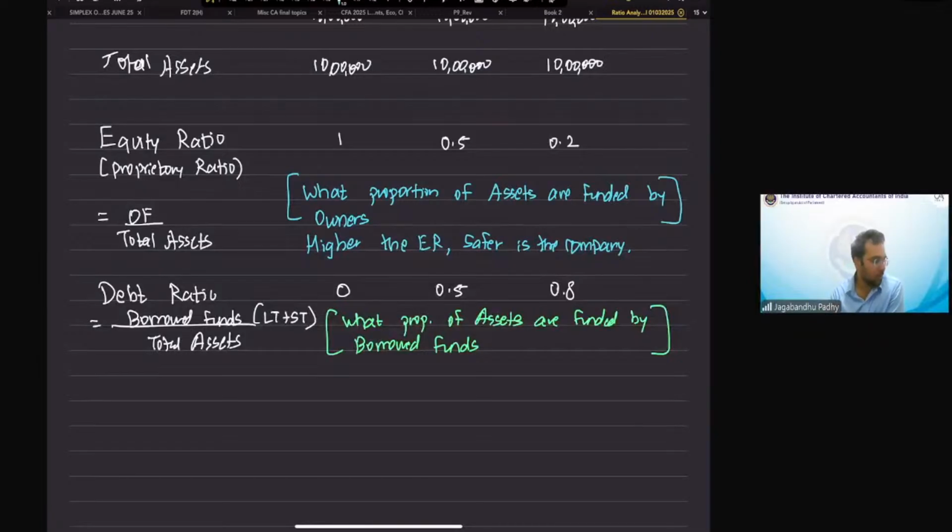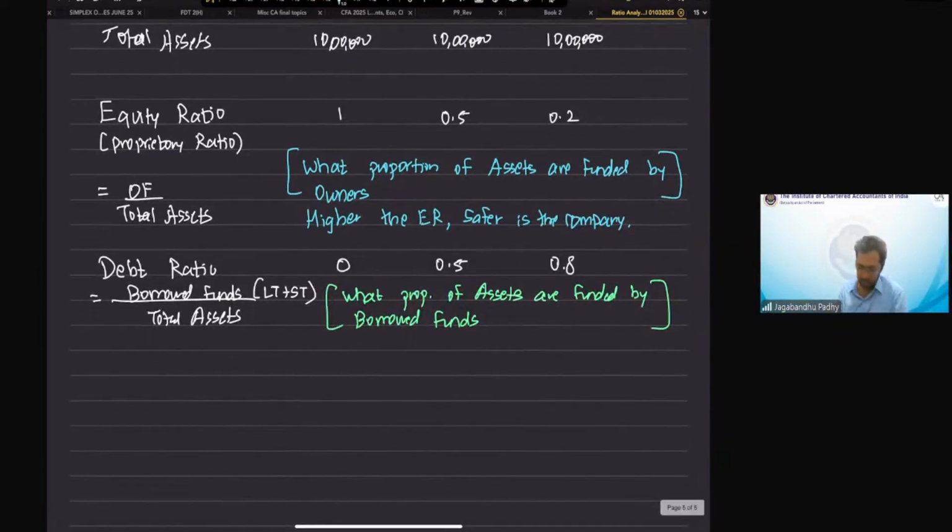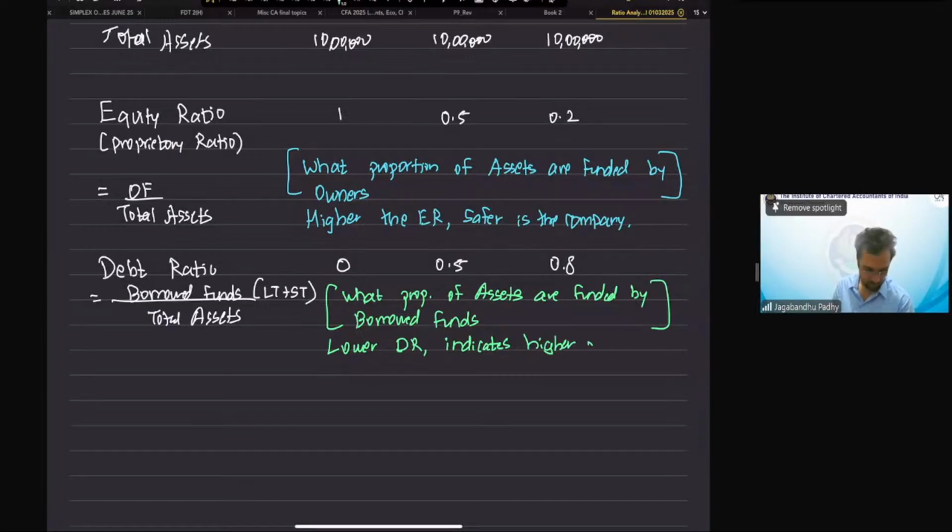Now, what would be the rule for this? Higher the better or lower the better? Lower the better, right? So here you can say a lower debt ratio indicates higher safety. Okay.